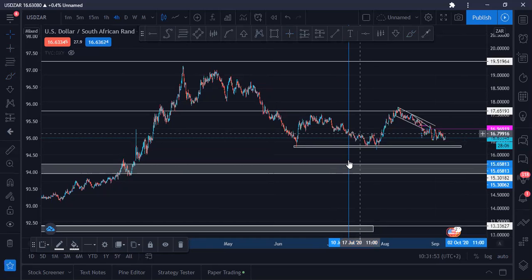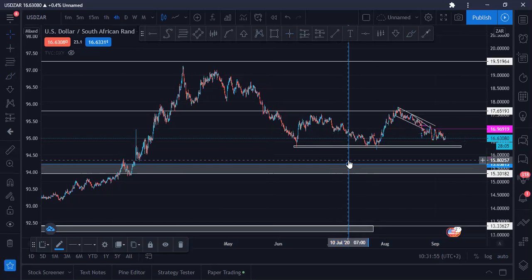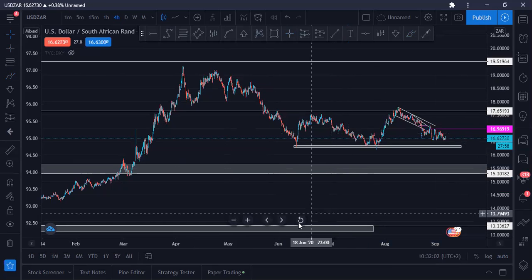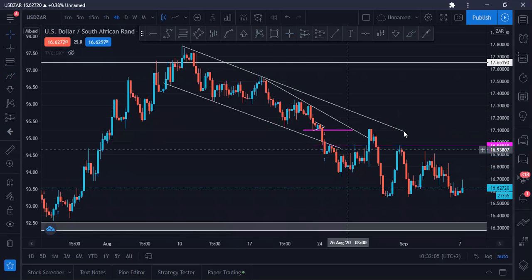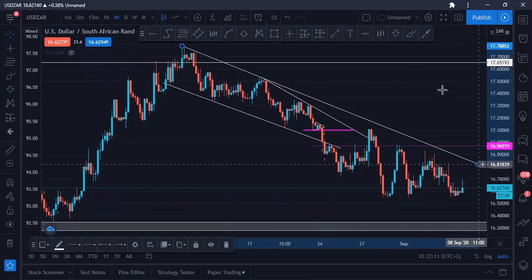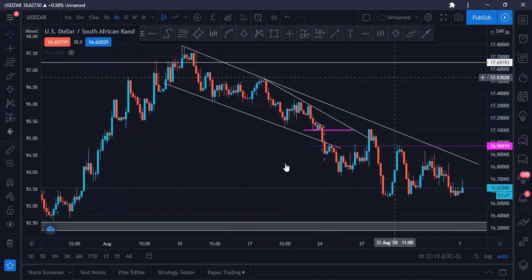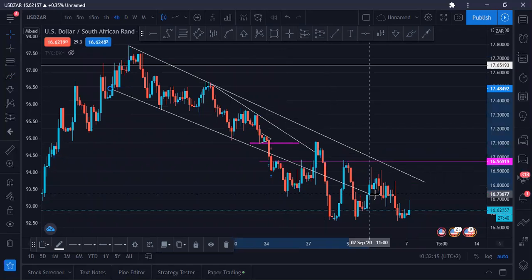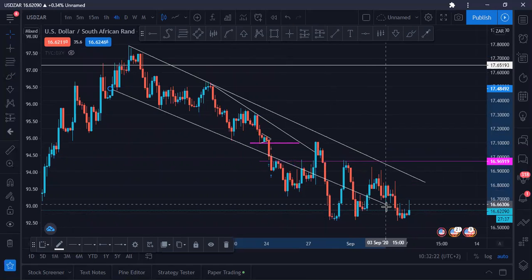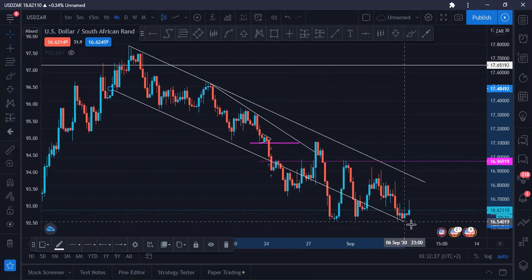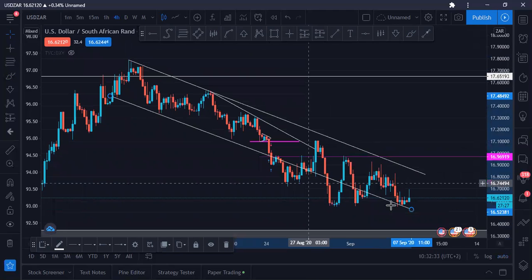So what I see happening with the rand this week is, if you zoom in a bit closer, you can see we have this resistance line above here. We had this break of this support line here. Let's look at the bigger picture. It seems like it's been doing some, but as you can see, guys, things have been very choppy here.